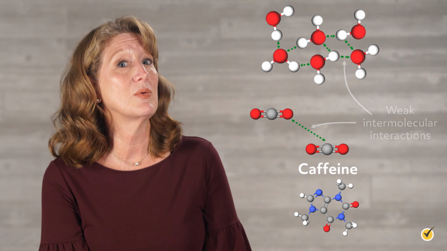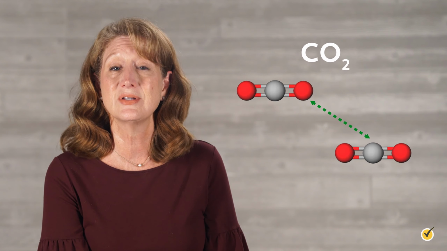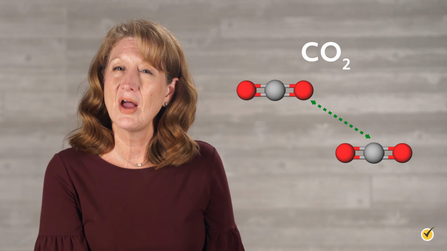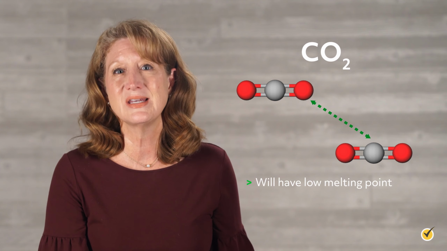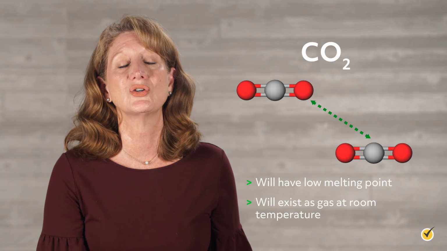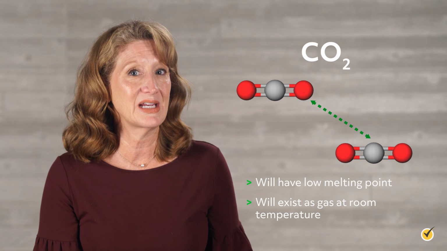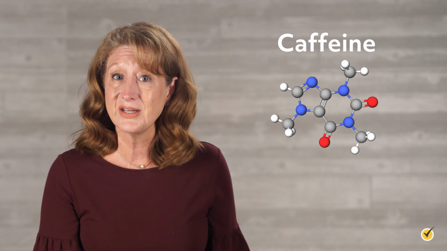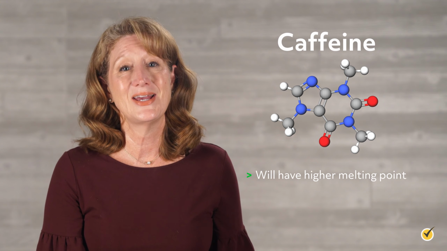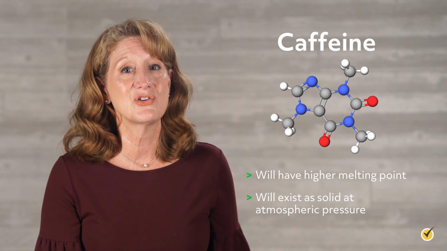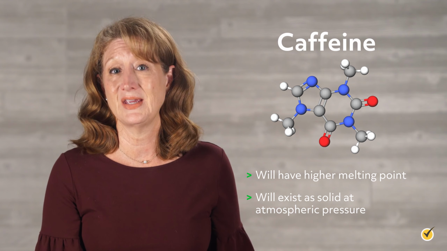Light molecules with weak intermolecular interactions, like carbon dioxide, will have relatively low melting points and exist as gases at room temperature. Conversely, heavy molecules with significant intermolecular interactions, like caffeine, will have higher melting points and are solid at atmospheric pressures. And then there's everything in between.